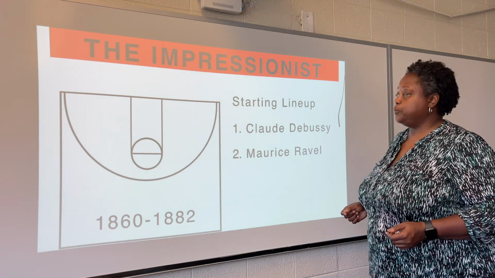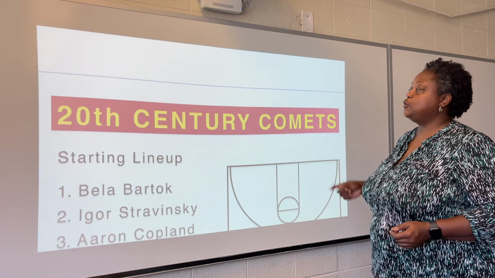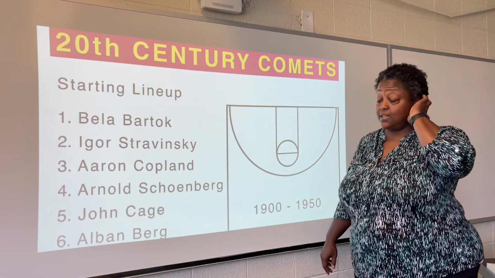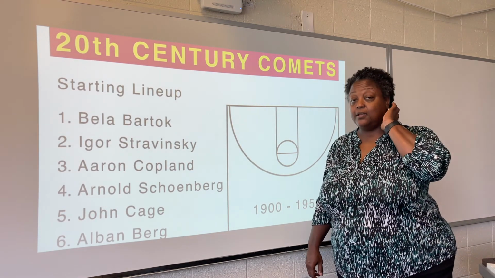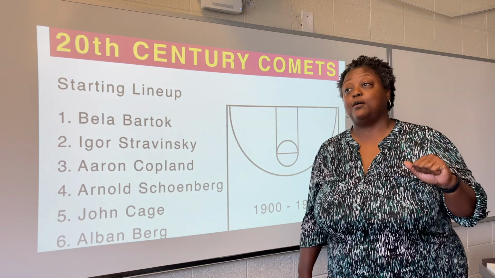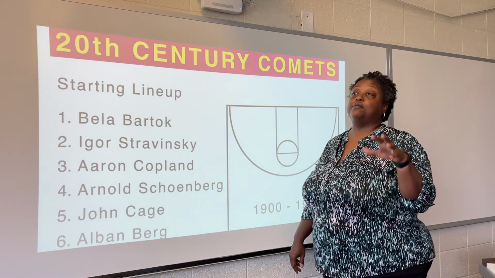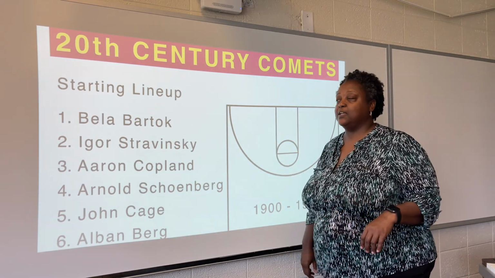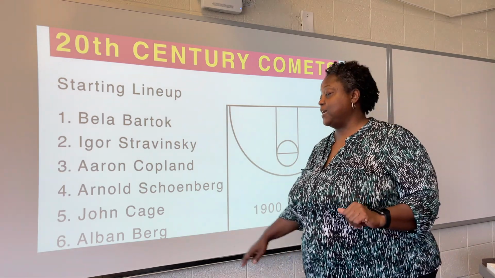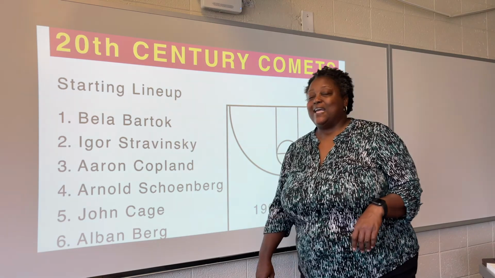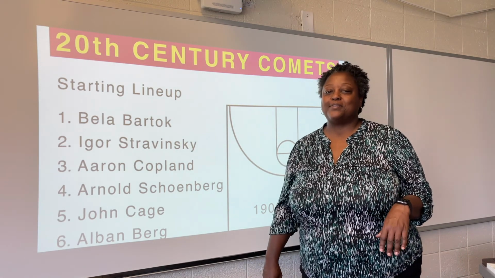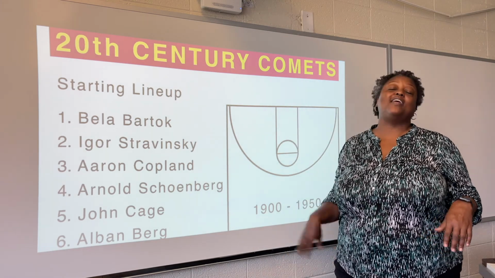And then our last group is the 20th Century Comets. They're from the 1900s to 1950. I gave them the name Comets because sometimes, especially when I was younger and had to listen to a lot of their music, it sounds like it's out of space. It's just different. Especially people like Schoenberg and Berg. Yeah, their music has a lot of atonal sounds in it, so it's kind of out of space. So that's why I picked Comets.